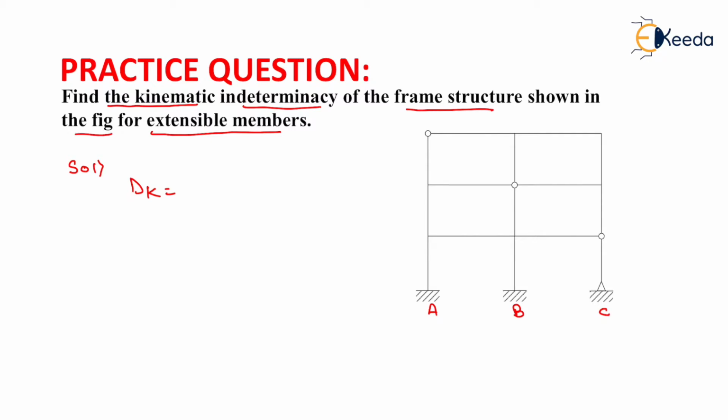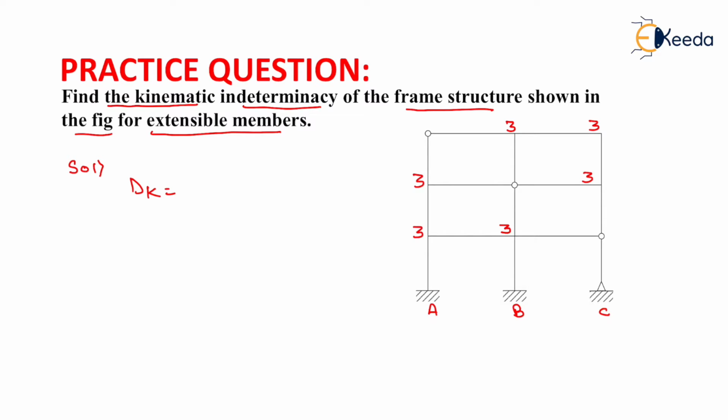From the previous discussions, we know that in the case of extensible members, each and every joint will be subjected to three possible movements, that is horizontal displacement, vertical displacement and rotation. So we write three values at each and every joint: vertical displacement, horizontal displacement and rotation.